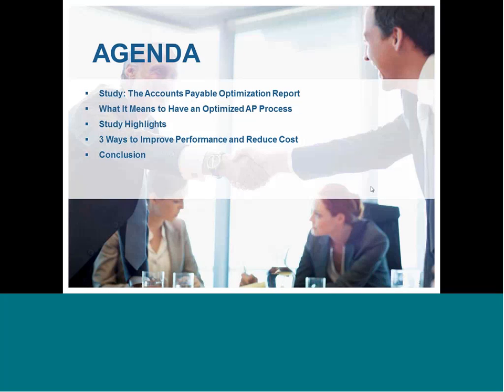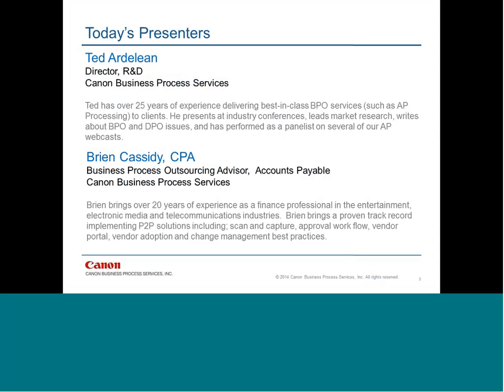Today's agenda, I'd like to quickly go through what we'll be talking about today. So we have a study that we'll be presenting, the Accounts Payable Optimization Report, what it means to have an optimized AP process. We'll go into the highlights of the study, 3 ways to improve performance and reduce costs, and then we'll be concluding.